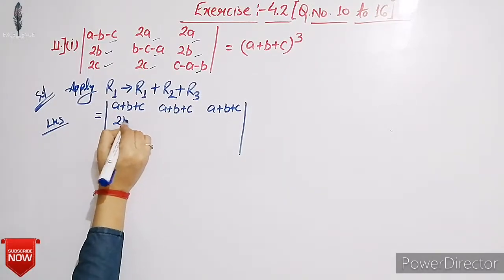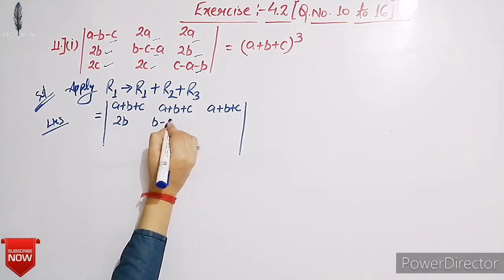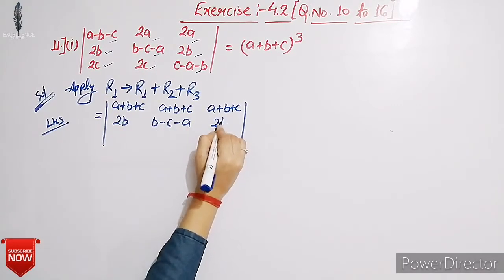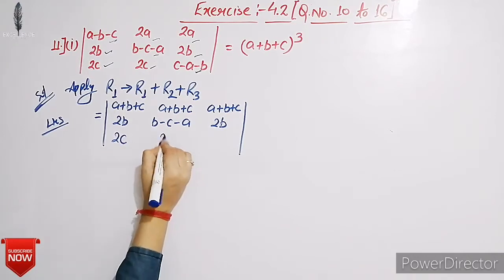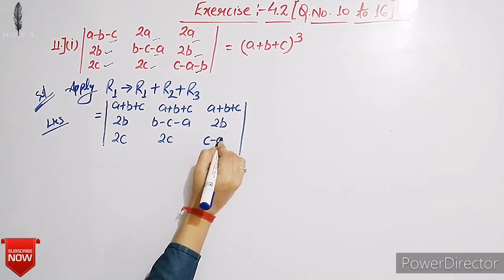And R2 is same, that is 2b, b minus c minus a and 2b. R3 is same, 2c, 2c and c minus a minus b.